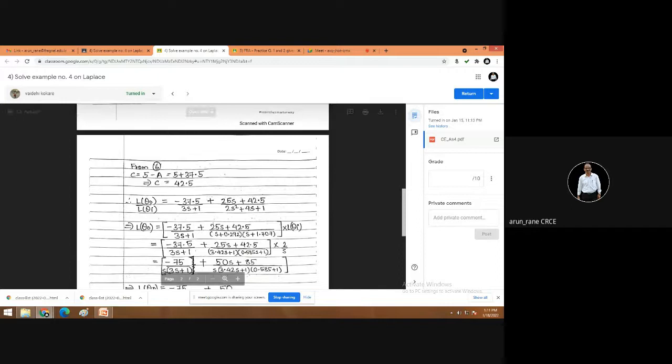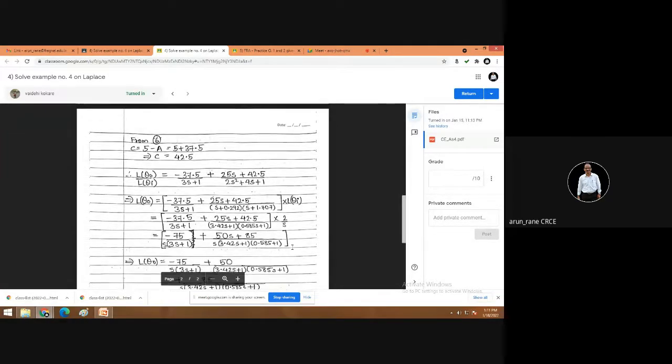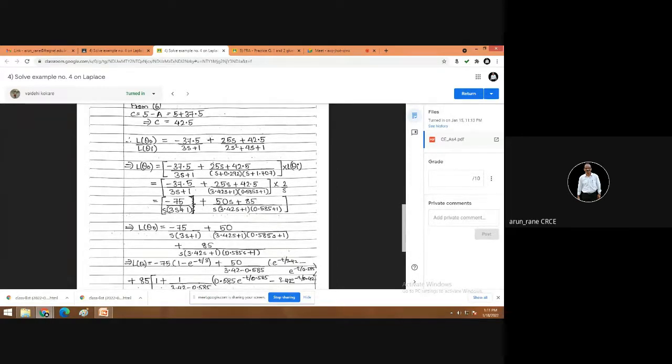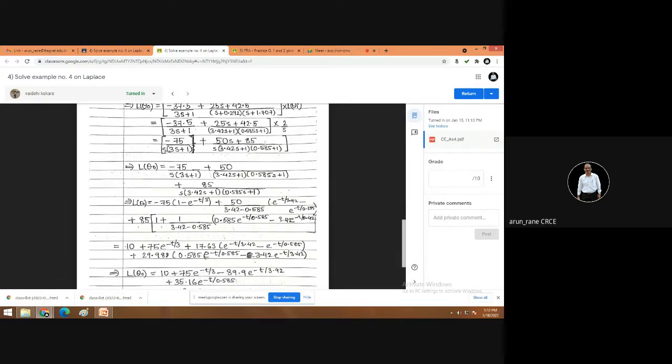Now here students make a mistake. They forget this Laplace of theta I. So here it is multiplied by 2 by s. Okay, so this will be multiplied by 2 by s, so you will get 75 over s into 3s plus 1, then 50s plus 85. Yes, that is right, multiplied by s. You split it, correct.